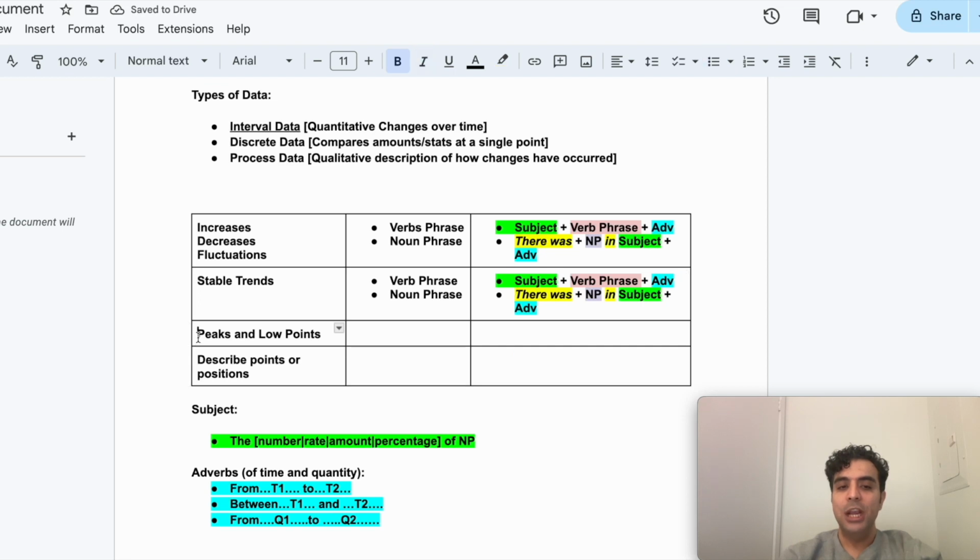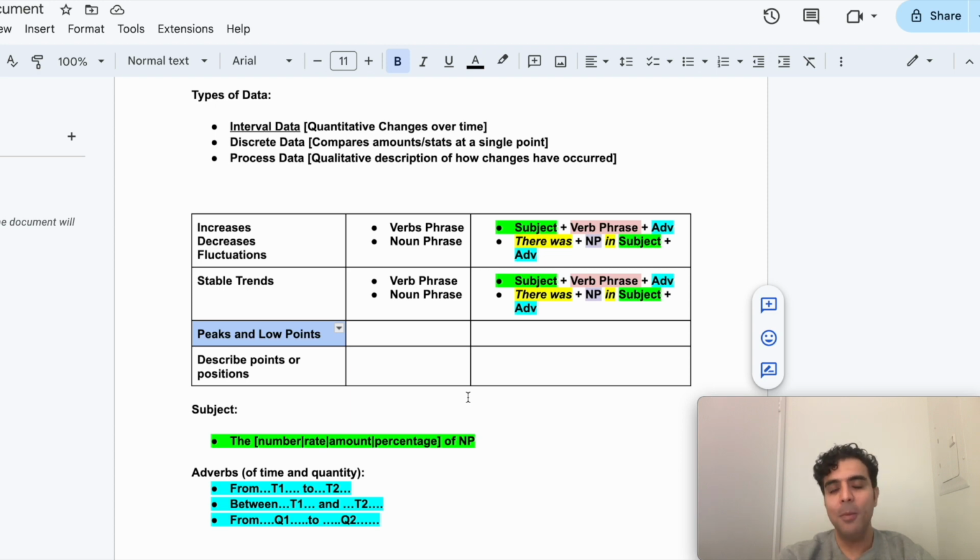The next change that we want to describe is peaks and low points. So a peak is a point which is higher than any other point for that variable. And a low point is the exact opposite. It is the lowest amount that a variable reaches relative to all previous and subsequent points that have been reached, right? So it's the lowest point, essentially.